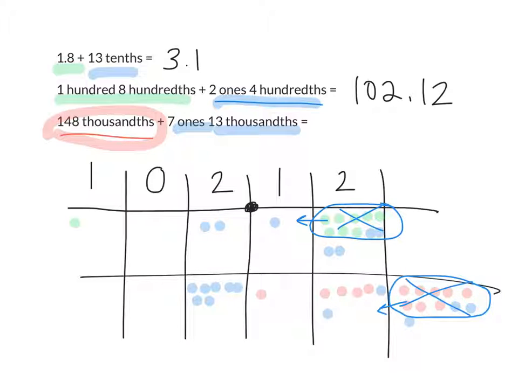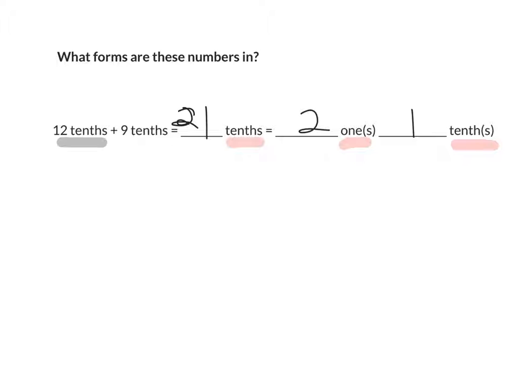Okay, how many ones do we have, guys? 7. Okay, how many tenths do we have? 1. How many hundredths do we have? 6. Thank you. How many thousandths do we have? 1. So the answer is 7 and 161 thousandths. Good job.